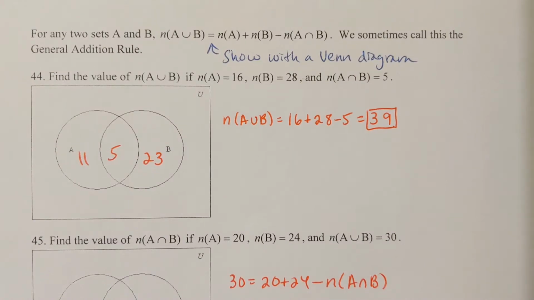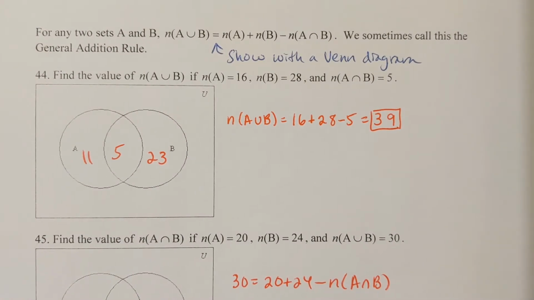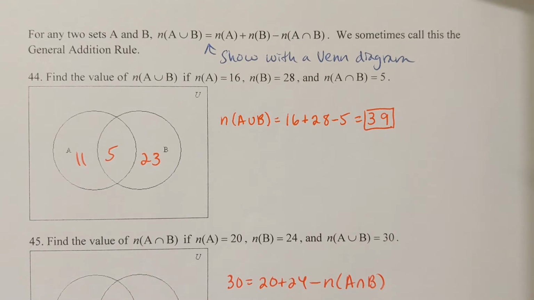Okay, right here is where section 2.4 begins. It says for any two sets A and B, the cardinality of A union B is equal to the cardinality of A plus the cardinality of B minus the cardinality of A intersect B. We sometimes call this the general addition rule.